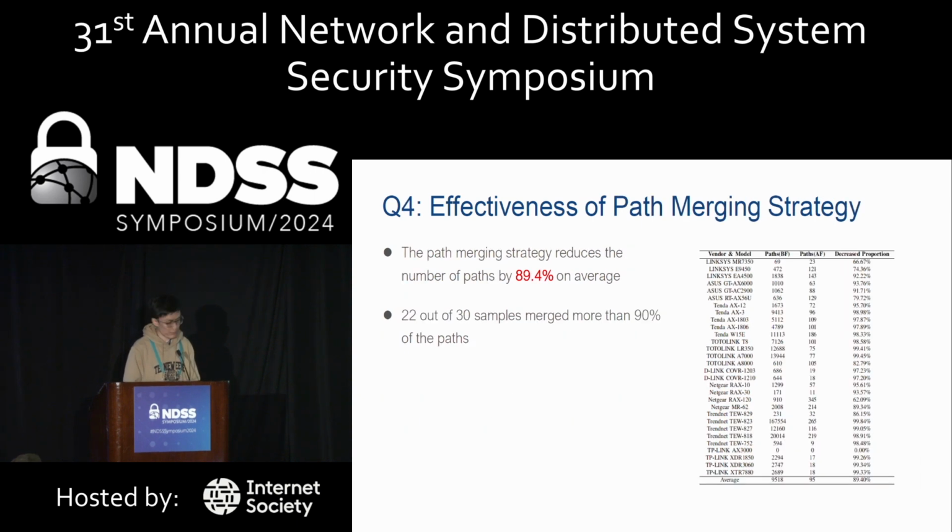And the path merging strategy is also very prevalent. With path merging, 22 of 30 samples merge more than 90% of the paths, which is a significant improvement in efficiency.